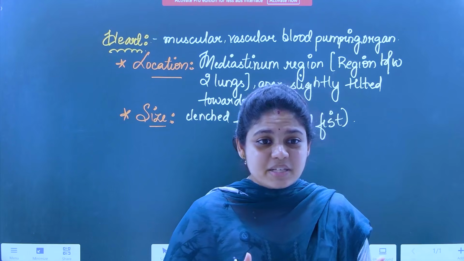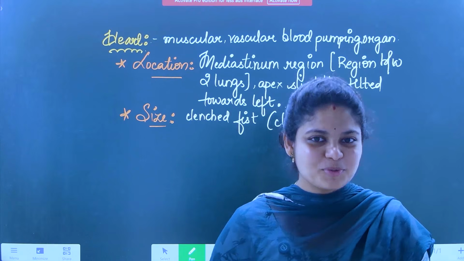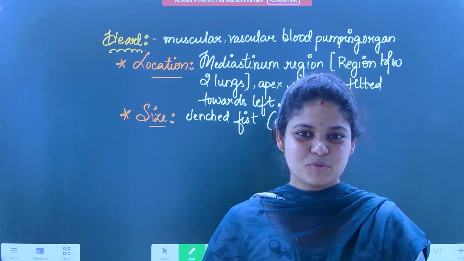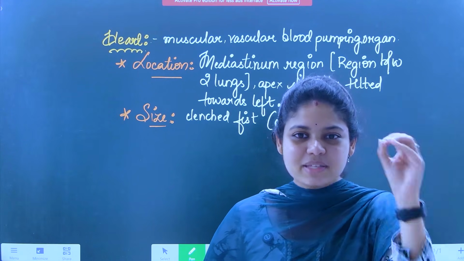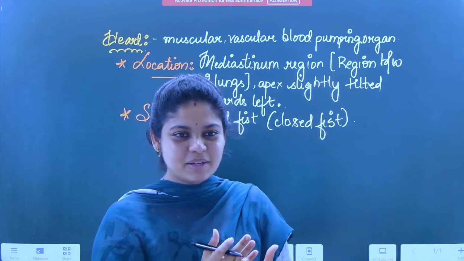Okay. Heart is present in the thoracic cavity where the lungs are present. Lungs are present in the thoracic cavity. So that's what I'm saying. I'm giving the exact location. You're talking about this. Understood?